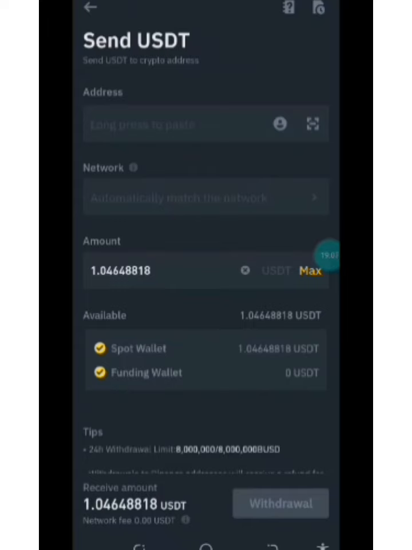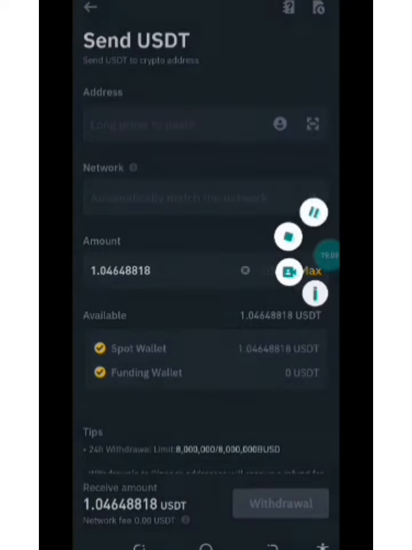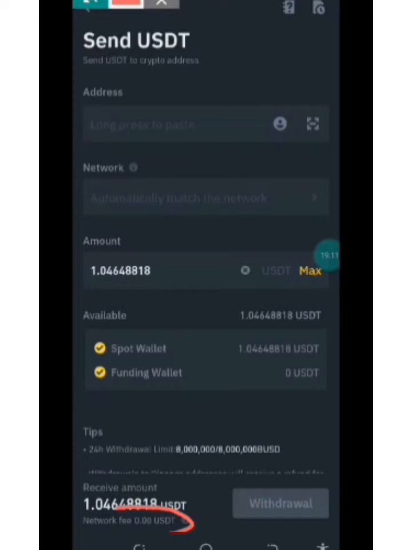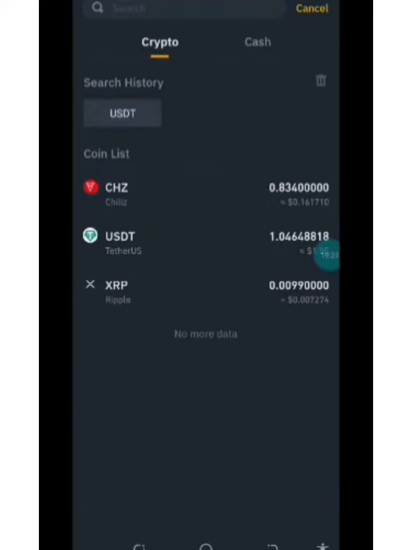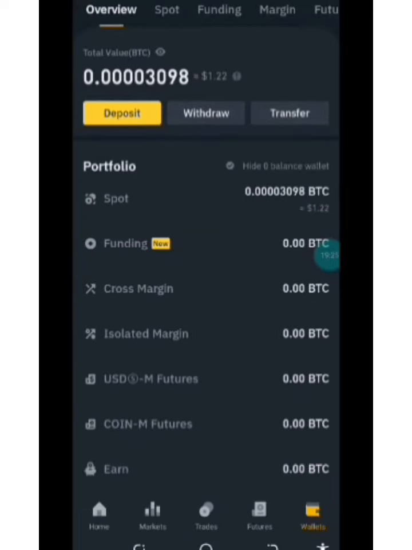So you can see under here, network fee is 0.000. So no network fee, 0.000. Then I click on withdraw. Then I withdraw my cash into my KuCoin wallet.